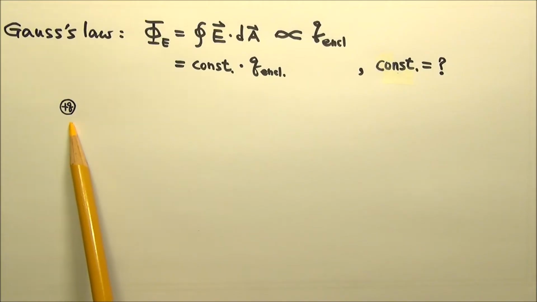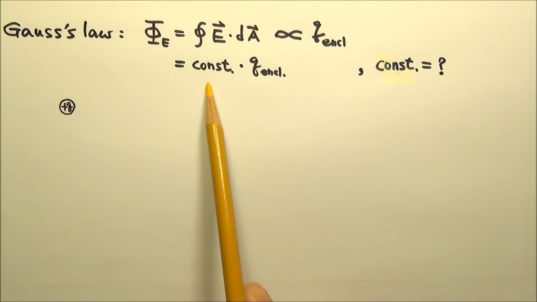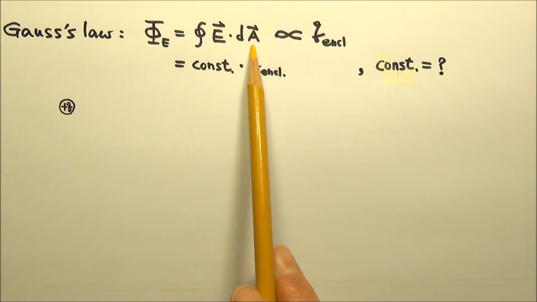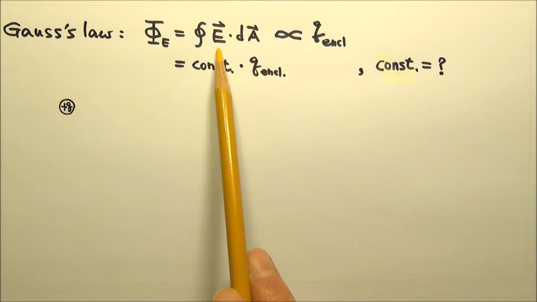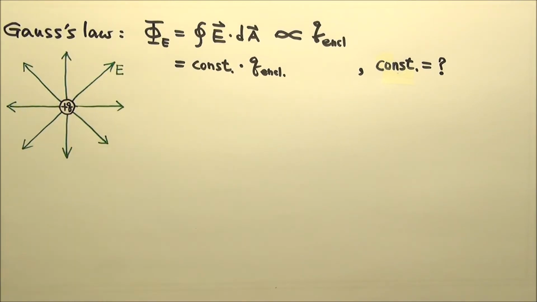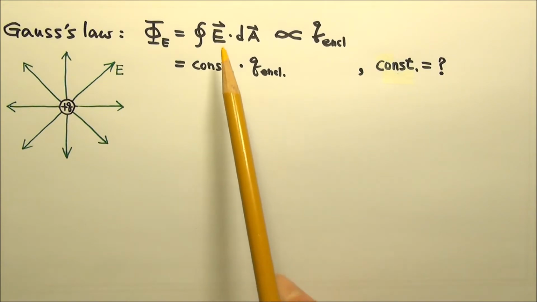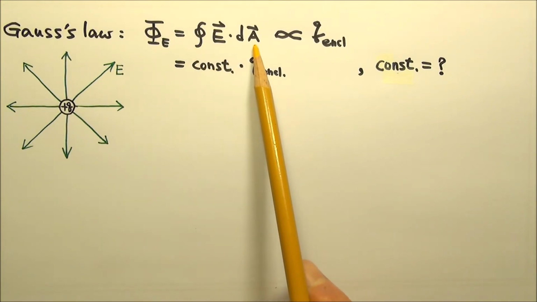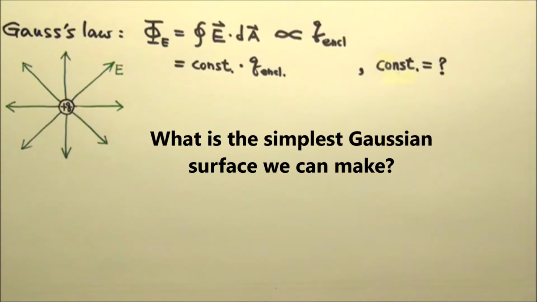A single point charge would be the simplest charge distribution. Let's use a point charge positive q. To find the constant, we also need a Gaussian surface. It can be helpful for us to first draw some electric field lines. And the field lines come out of the positive charge. What is the simplest Gaussian surface we can make here?